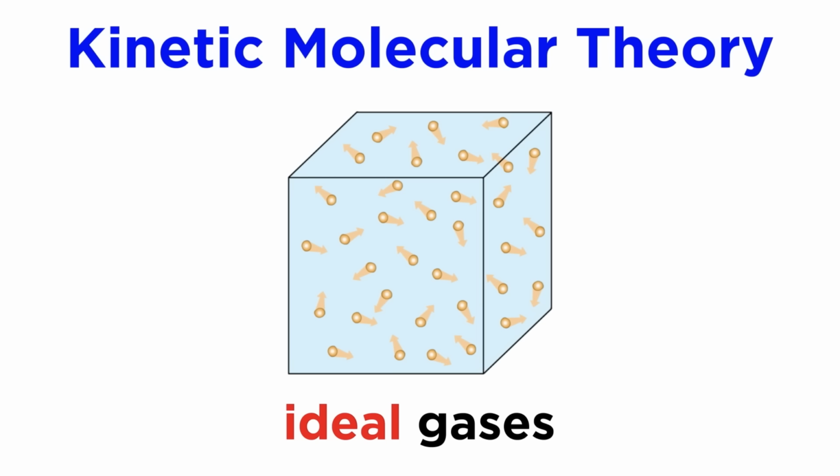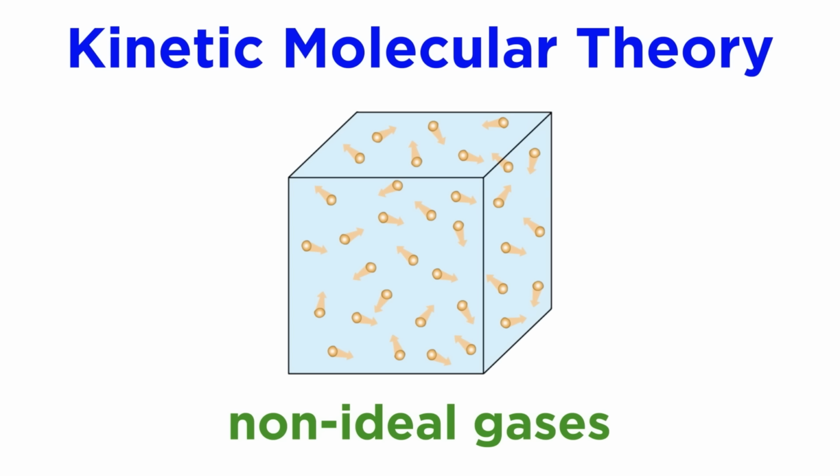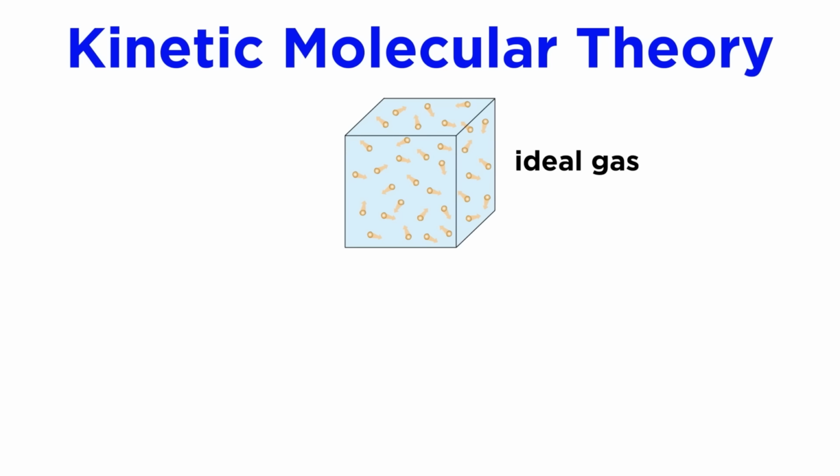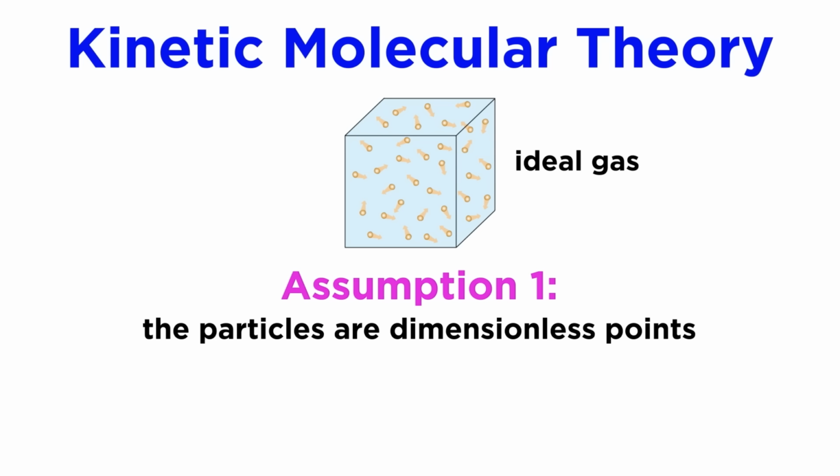Now we have an understanding of ideal gases, which requires certain assumptions, but we will also have to know some things about non-ideal gases, or real gases. So let's make sure we understand this distinction and can describe the differences between them. First, let's recall two of the postulates of kinetic molecular theory. With ideal gases, we assume that the particles are dimensionless points, but in reality, they are not.